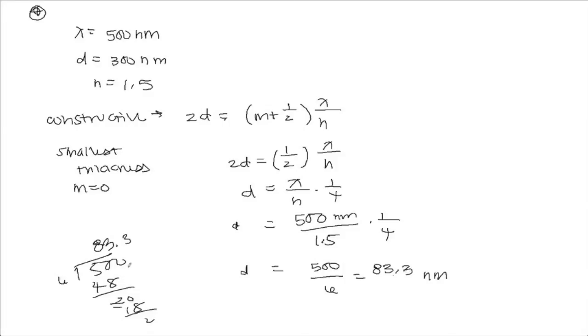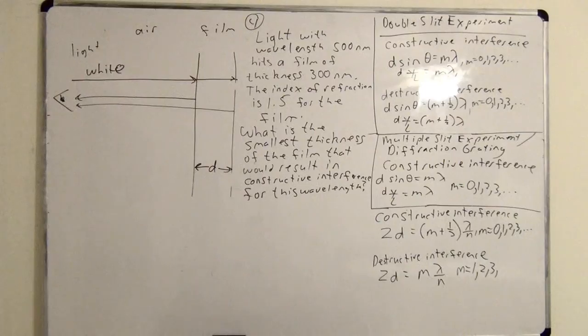Okay. Good. So notice here it's convenient just to leave everything in nanometers. So the trick here that a lot of people won't realize is when they say the smallest possible d, that means the smallest possible m, because d and m move in the same direction. Good.